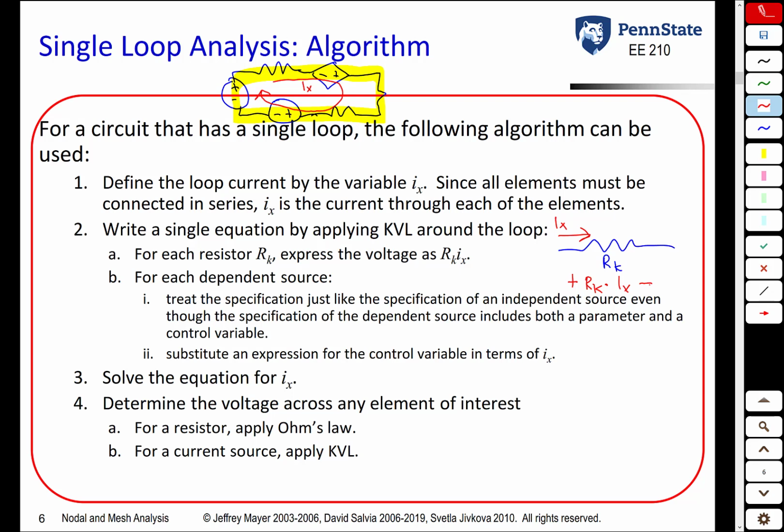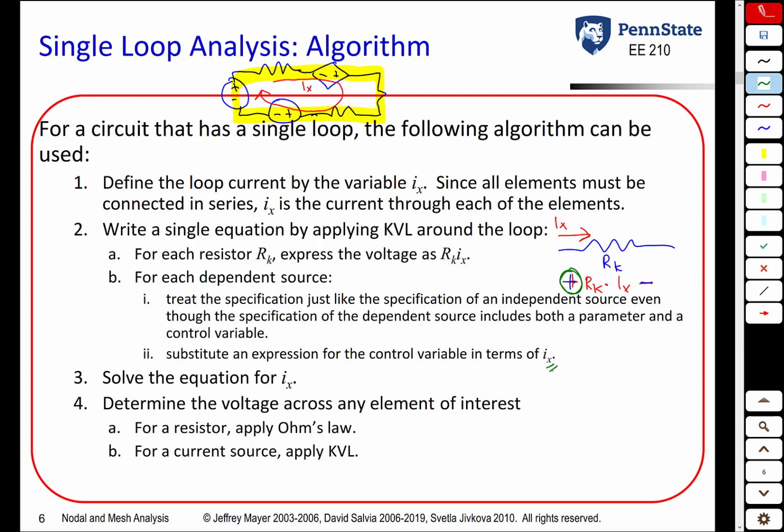So once again, depending upon which way you define I sub x, that'll dictate which of these nodes you're calling the plus and which one you call the minus. Once again, until we know what I sub x is, we don't know that this is actually a higher voltage. It depends on whether Ix itself is a positive or negative number. And we'll see this in an example. In addition to dealing with the resistors, you deal with the dependent sources by writing the controlling variable in terms of Ix. And we'll see this in the example.